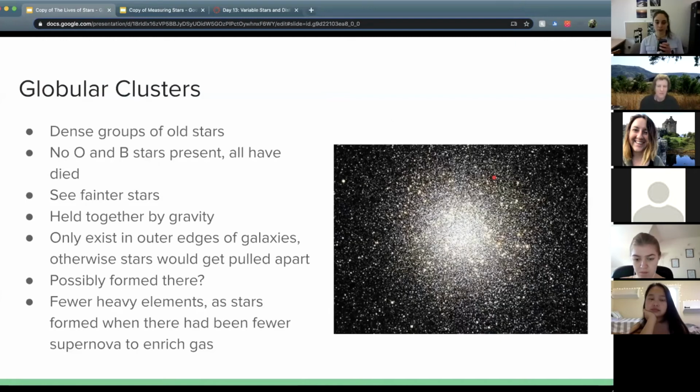Any questions about the three types of clusters? Really young stellar associations, still pretty young open clusters, and then our really old globular clusters. And if you want to practice with these a little bit more, the HR diagram lab is a great place to check out clusters.